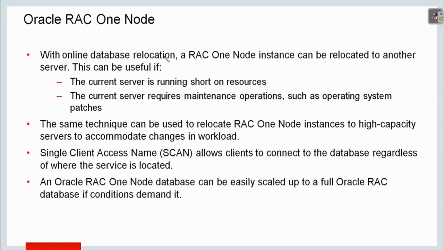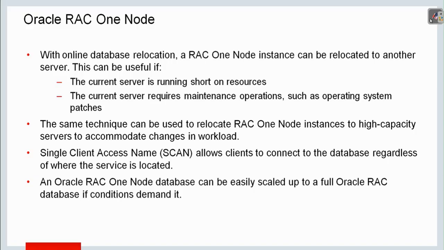It's possible to create an additional instance for a short amount of time as a part of a relocation. And then we use it as part of maintenance, and also to support load balancing. And there are many features. There are many cases where we can use online database relocation. And the same technique can be used to relocate RAC One Node instances to high capacity servers to accommodate changes in workload. And also a single client access name allows clients to connect to a database regardless of where the service is located.